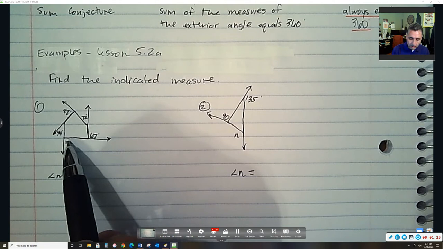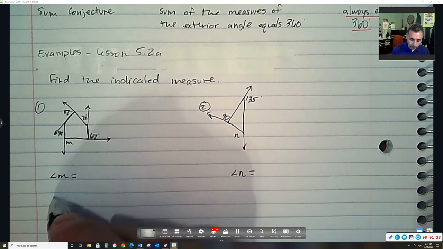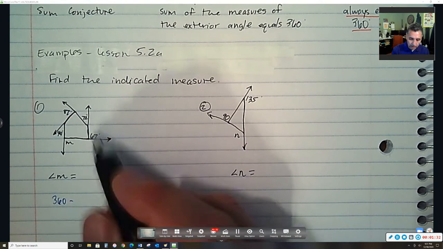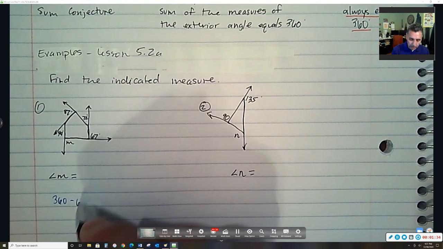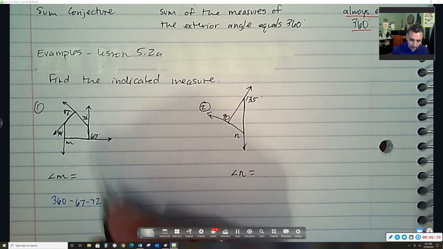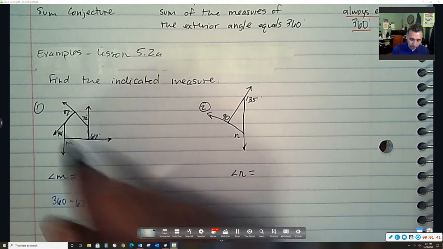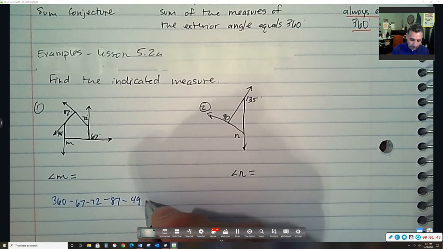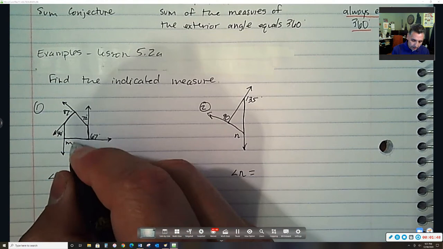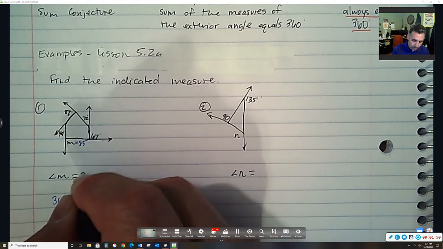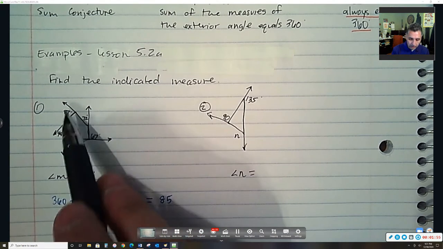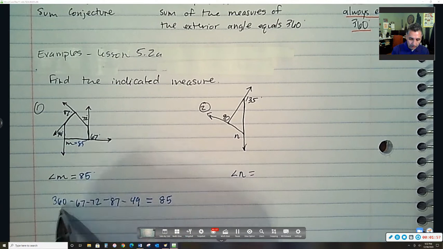Well, we know the total. Let me put the total. I know the total is 360. So then you've got to just subtract out all the ones that are in there. So do 360 minus 67, which is this one, minus 72, minus 87, minus 49. And then when you subtract all those, you're left with 85. And 85 is the measure of angle M. Because now when you add all these up, they equal 360.